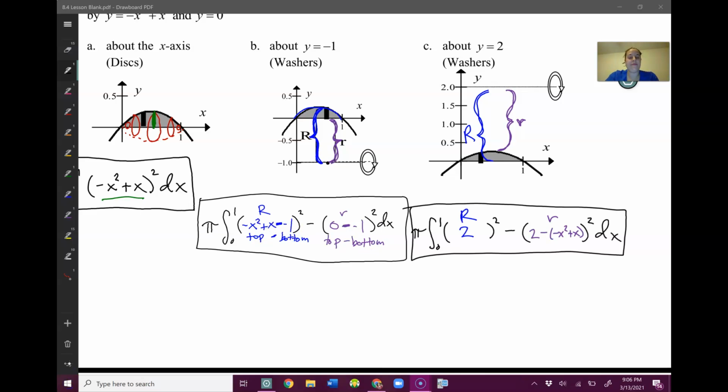Let's see how you did. Our big R, top minus bottom, 2 minus 0, so our big R is just 2. Our little r, top minus bottom, is 2 minus our equation, so 2 minus the equation is our little r, and there we go. So that is it for this video. In the last video for this lesson, we'll do one more example where we look at this washer idea.